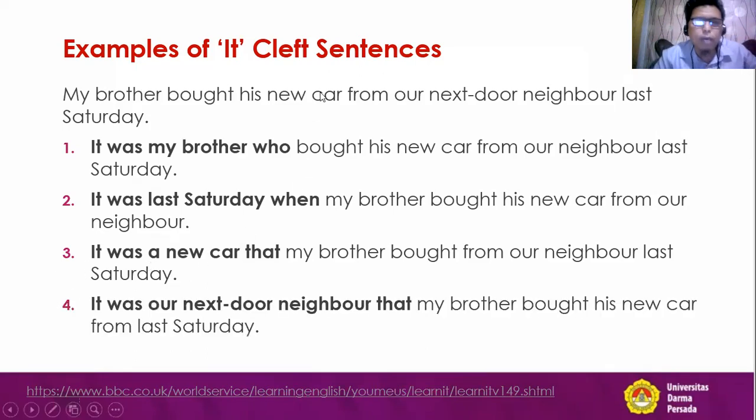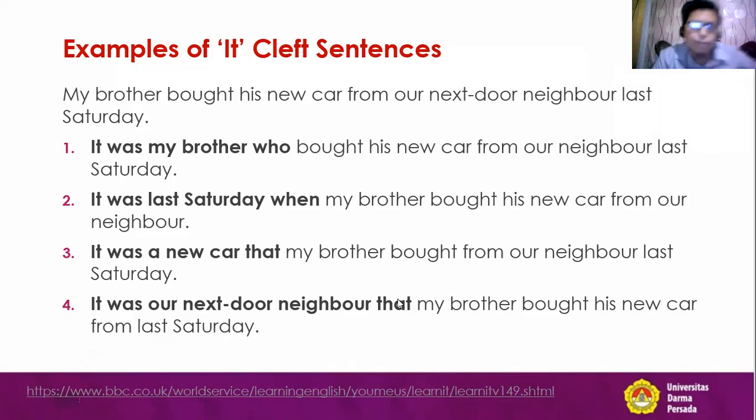It was our next door neighbor. Now we have a different focus. The focus is our next door neighbor. Is it people, a person, or a thing? The answer is person. Because it is a person, we can say who. This one can be who, or we can say that. So we have: it was our next door neighbor that my brother bought this car from last Saturday.